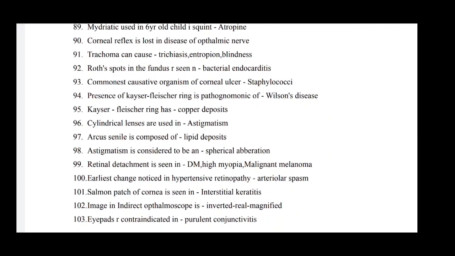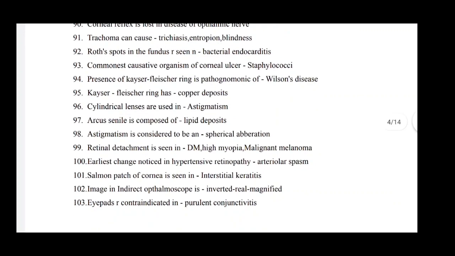Corneal reflex is lost in disease of the optic nerve. Trachoma can cause trichiasis and entropion blindness. Roth spots in the fundus are seen in bacterial endocarditis. The commonest causative organism of corneal ulcer is Staphylococci.